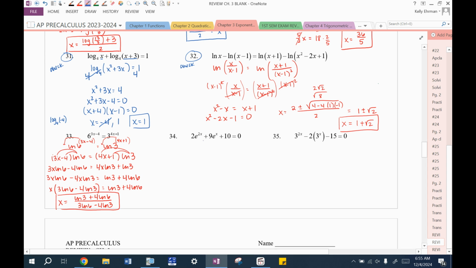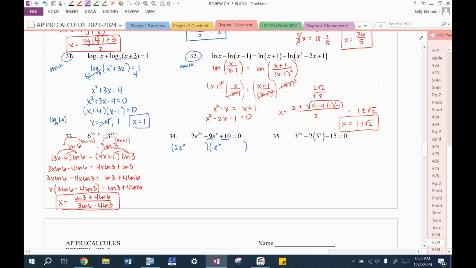All right, number 34 and 35. These are both factoring problems. You can see they're trinomials. They're set equal to 0, so they're ready to factor. Split up 2e to the 2x into 2e to the x and e to the x, just like you would split up a 2x squared. What are the factors of 10 that are going to give me 9?